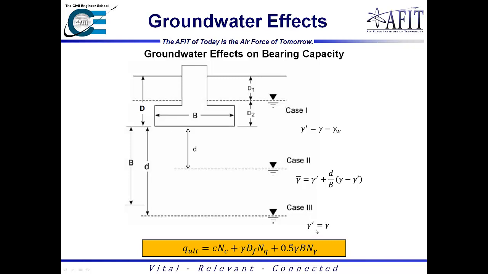And then case 3, we basically assume the effective stress is equal to the unit weight, which is basically implying that the depth of the water table is so low that it's significantly lower than the width of the actual foundation if we were to plot that vertically.